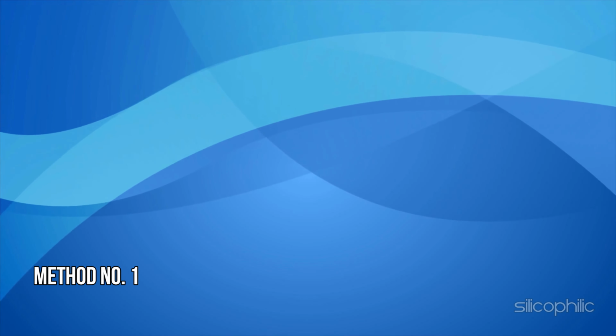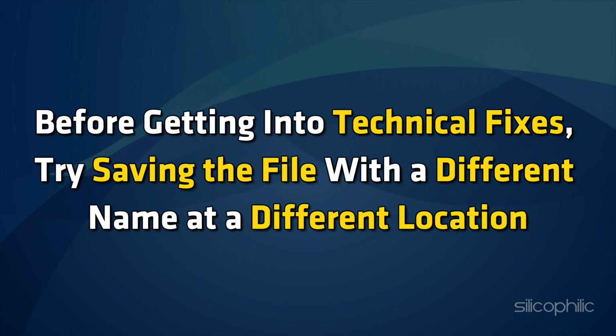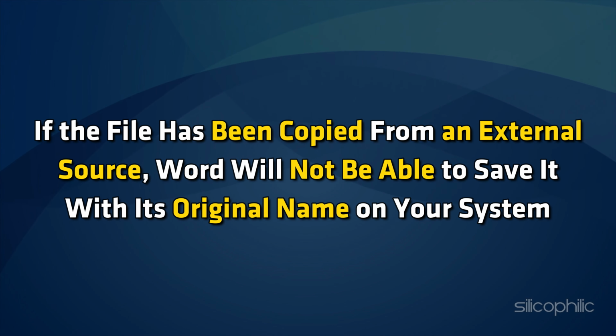Method 1. Try saving the file with a different name and to a different location. Before getting into technical fixes, try saving the file with a different name at a different location. If the file has been copied from an external source, Word will not be able to save it with its original name on your system.